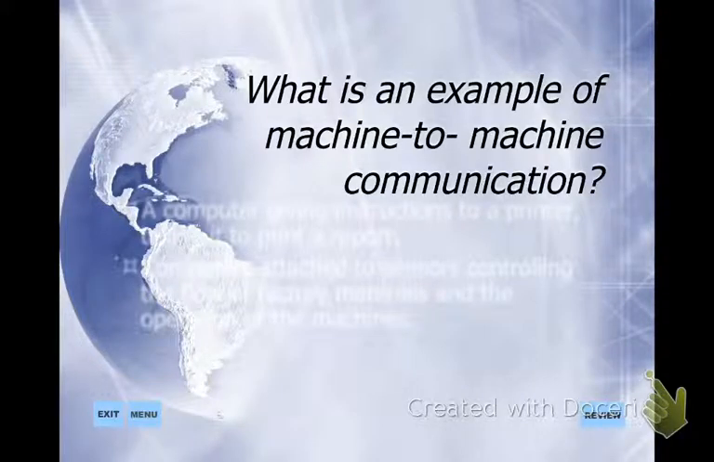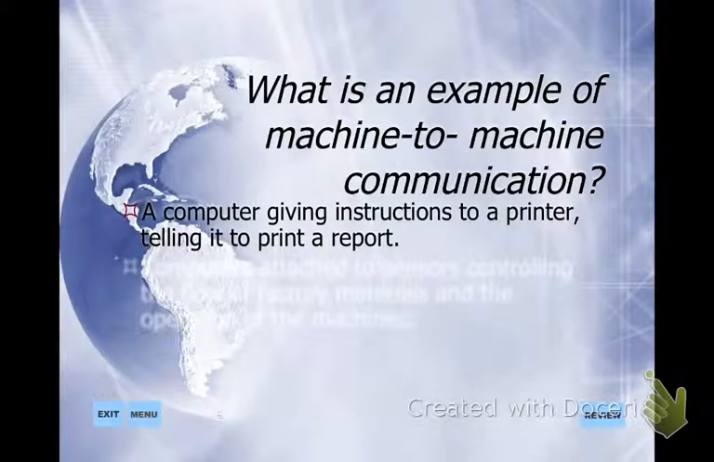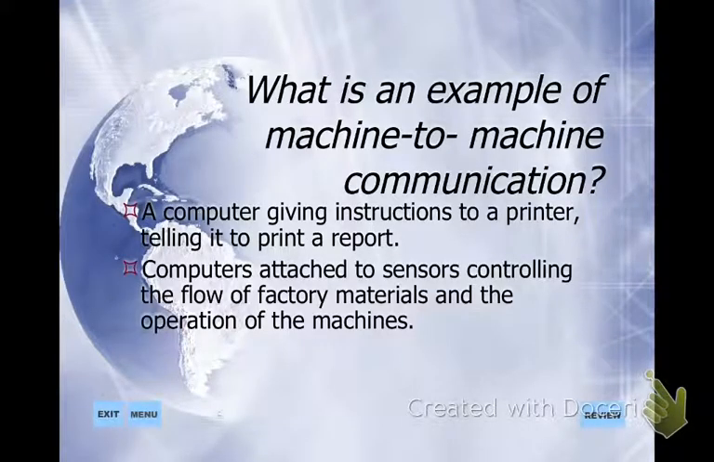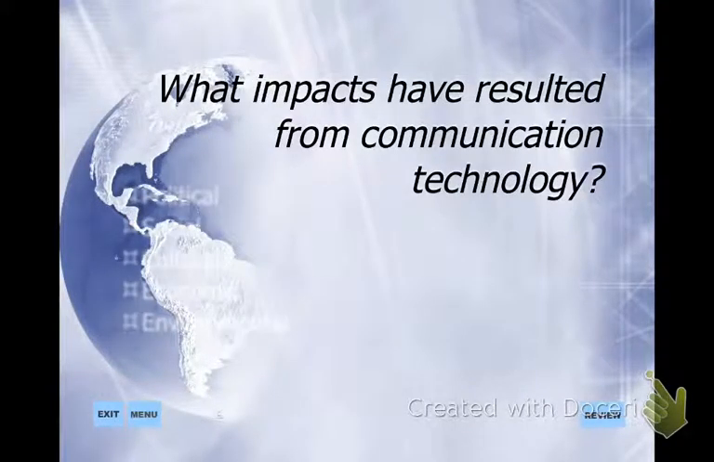And then machine to machine: a computer gives the printer instructions to tell it to print. And computers are attached to sensors to control the flow of factory materials. If you guys remember back from your manufacturing project with the little tic-tac-toe boxes, we could have easily automated a lot of that to where a machine knew once one machine was done, it was its time to go. And we could have put on a little assembly line, all automated. And machines have to talk to machines to get that to work properly. Okay.